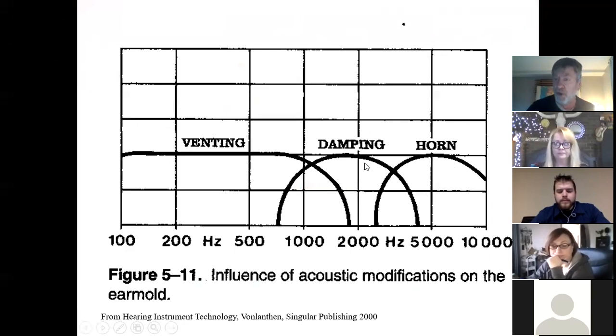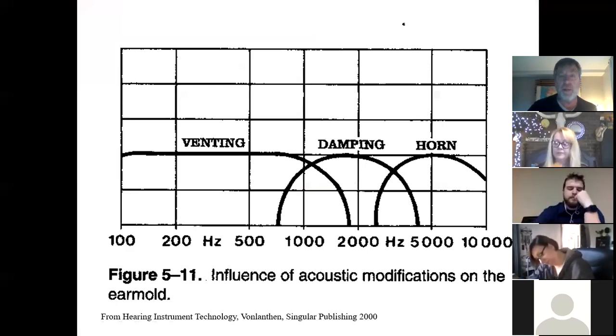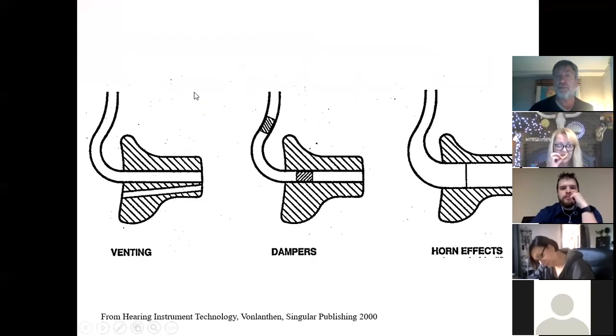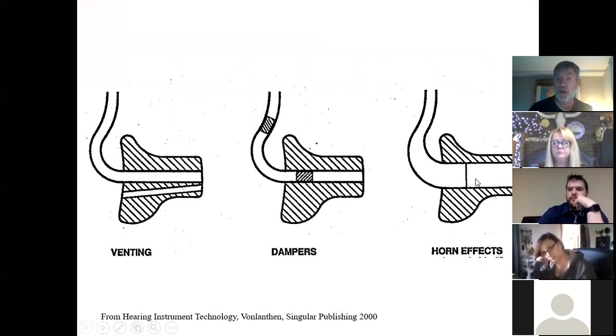Damping deals with filters, and filters are barely used in hearing aids anymore either. So we won't go on about that. It's mainly venting. So here's venting on the left. Here's filters, what they used to be, and here's horns. Notice the tubing gets wider. The narrower the tubing, the less the highs. If sound is going this way, you increase the highs. If sound is going this way, you lose the highs.